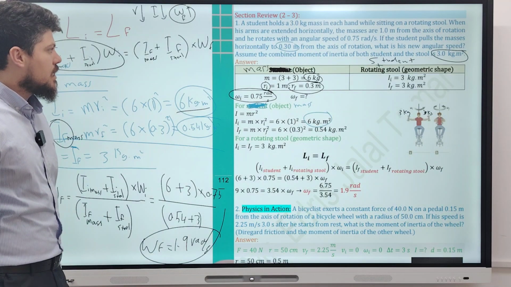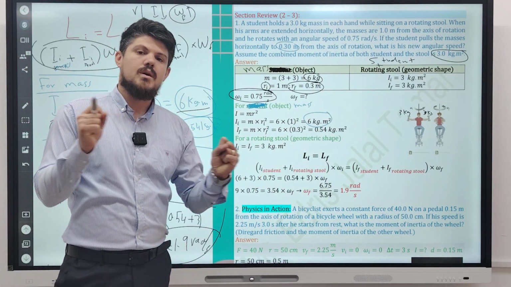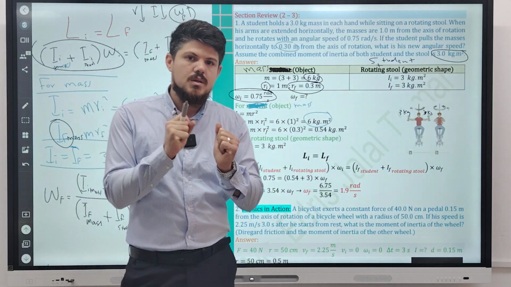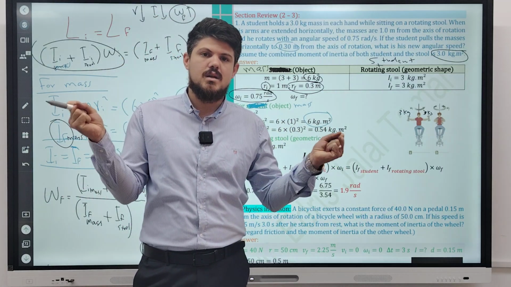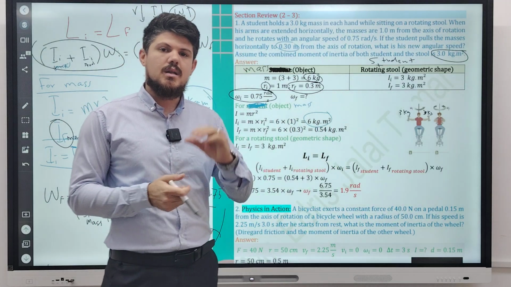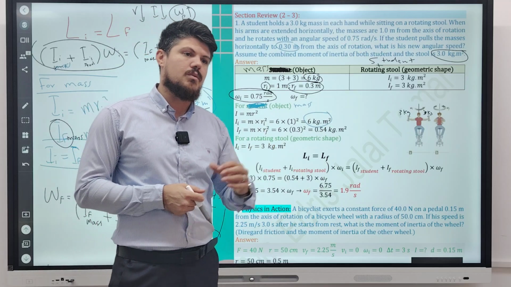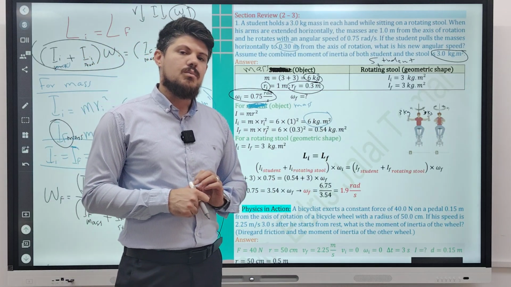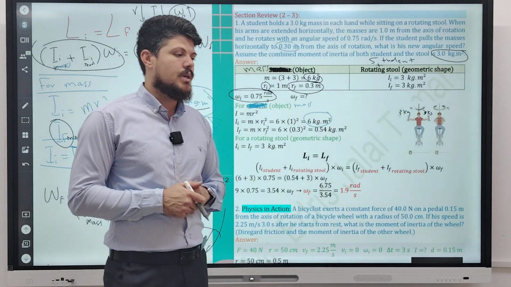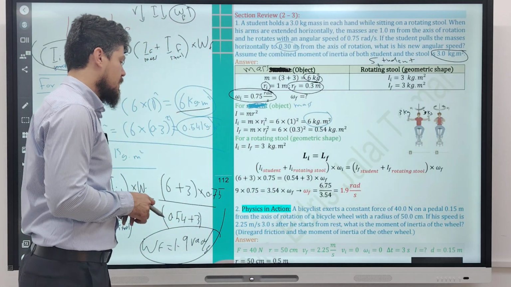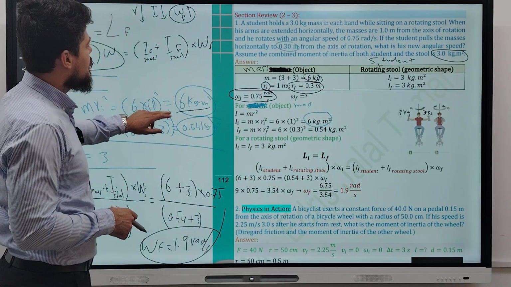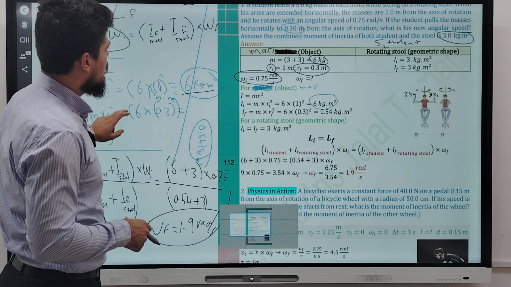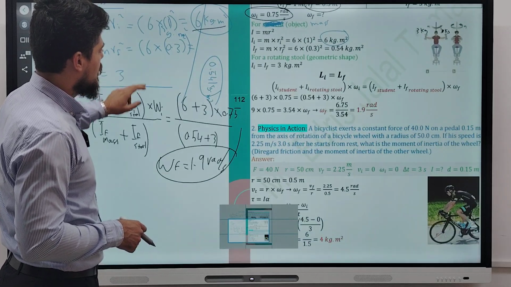Why? Because the student tried to close his arms toward his body, in that case cutting the moment of inertia. So the decreasing of the moment of inertia means its angular speed must be increased, because its angular momentum is conserved. Okay? This is question 1 in the section review.